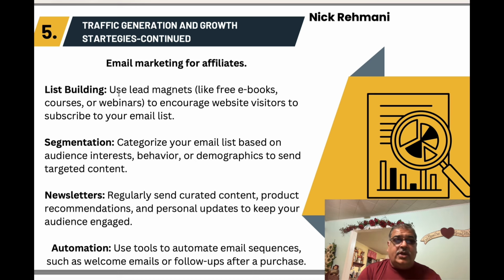List building. Use lead magnets like free ebooks, courses, or webinars to encourage website visitors to subscribe to your email list. Segmentation. Categorize your email list based on audience interest, behavior, or demographics to send targeted content. Newsletters, which is basically an email that you send out regularly, let them know what's going on. Regularly send curated content, product recommendations, and personal updates to keep your audience engaged. That way they know that you're still there. They know that you're for real.